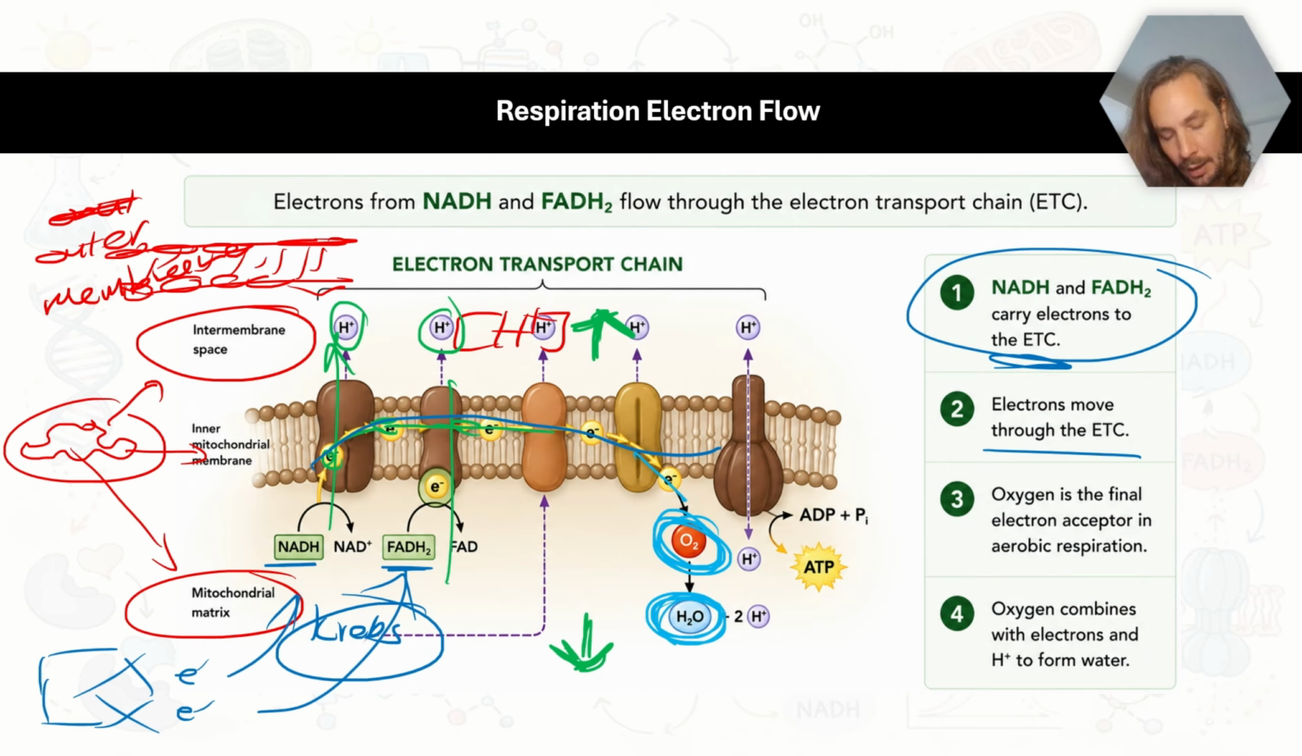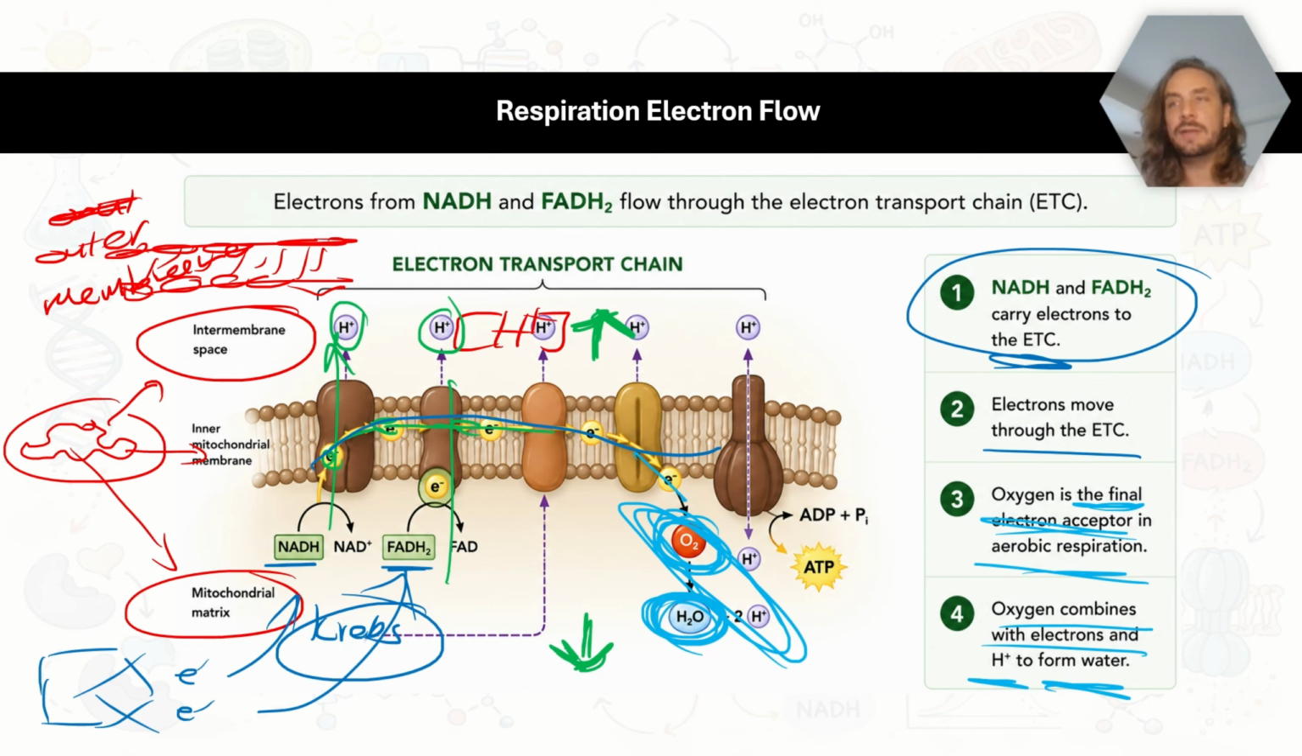So oxygen will combine with two hydrogen ions to form water. In plants, the first thing to donate electrons is water. And in respiration, the last thing to accept those electrons and form water again is oxygen. So oxygen is the final electron acceptor in aerobic respiration, and it combines with the electrons and the hydrogen protons to form water.